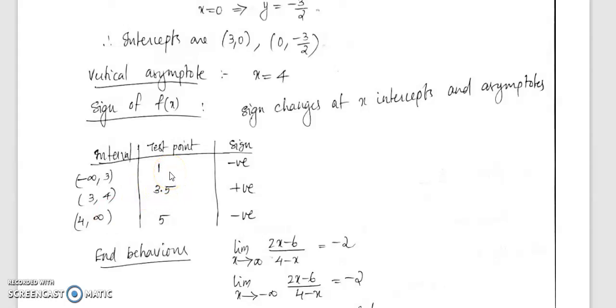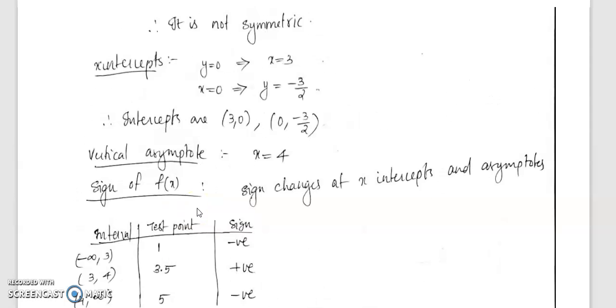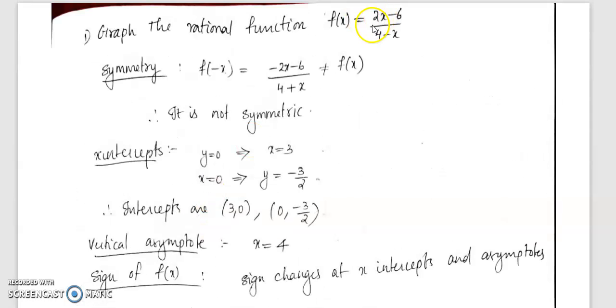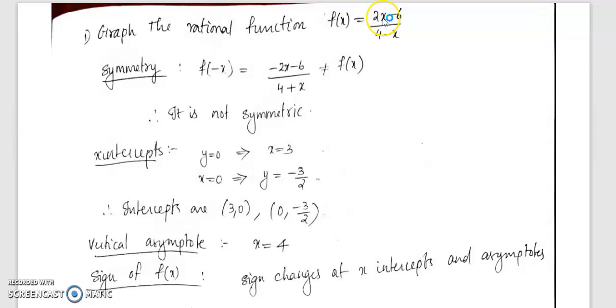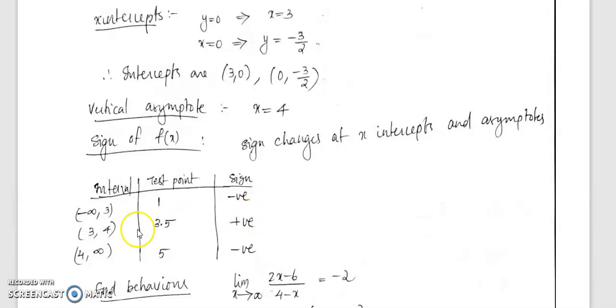So take a test point in each interval. So in minus infinity to 3 I have taken 1. Next interval 3.5. Next interval 5. So when we take 1, you will get numerator is negative, denominator is positive. So therefore the sign is negative. Similarly, when we take 3.5, numerator will be positive, denominator will be positive. So f is positive in the second interval.